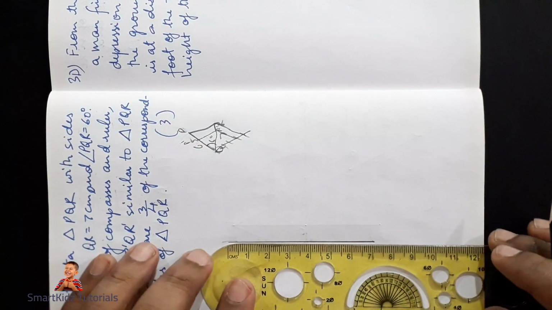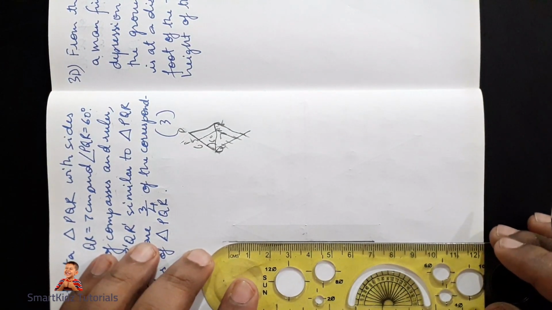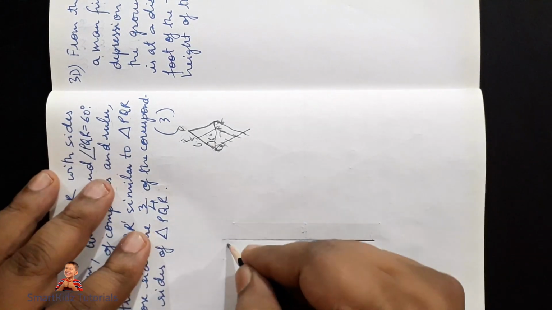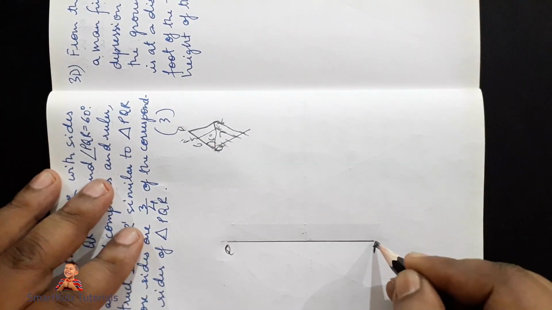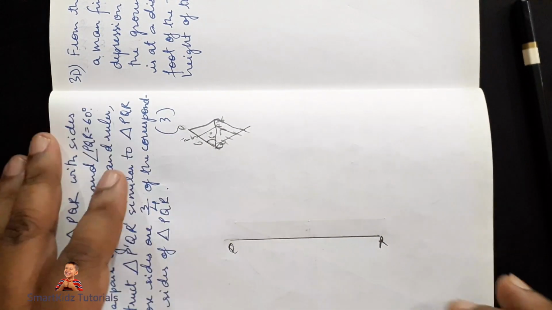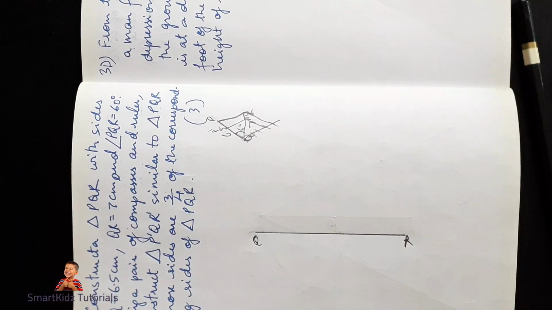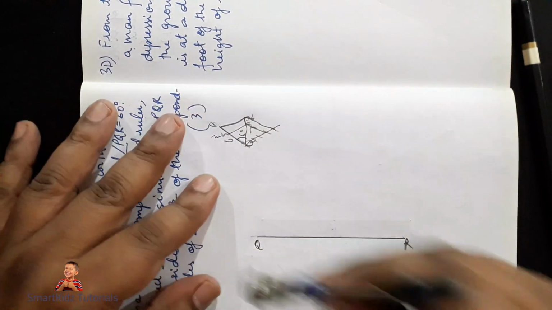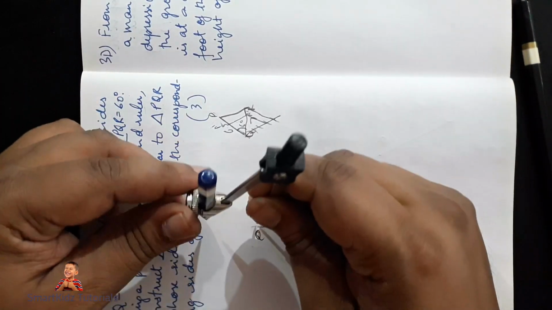Okay, so that's 7 centimeter. Have a look. And I'll mark this as QR. Then we are asked to draw 60 degrees, which will be from Q. The angle PQR is given as 60 degrees. So 60 degrees we do this way.